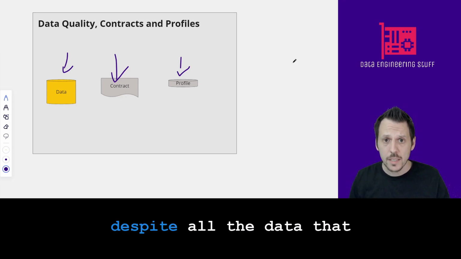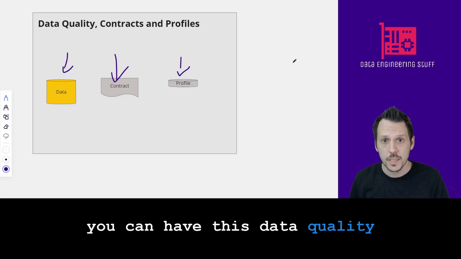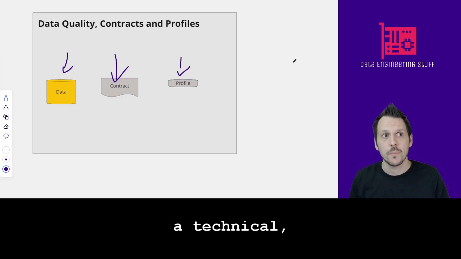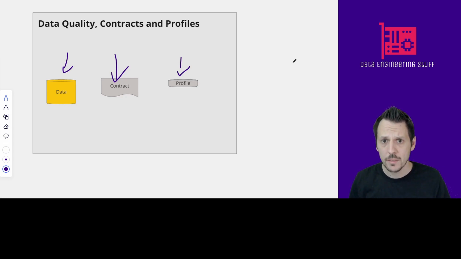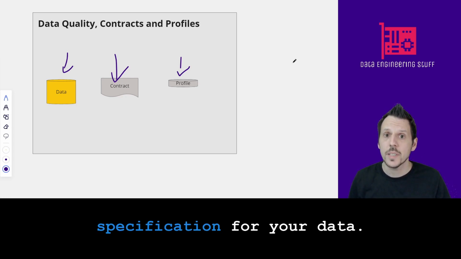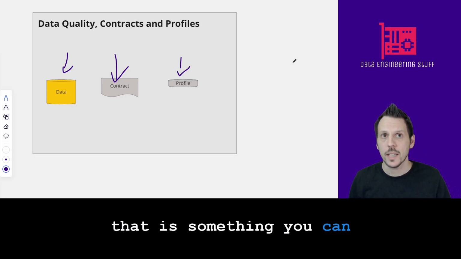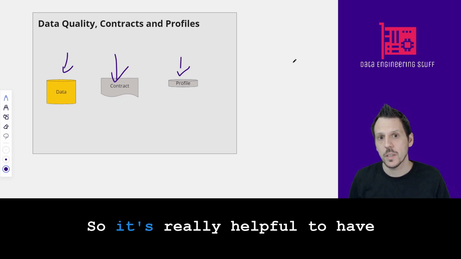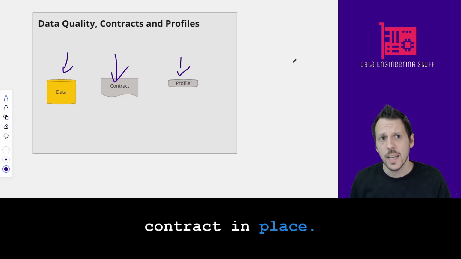So despite all the data that is in a contract, you can have these data quality measurements. And yes, it's really a technical, really detailed specification for your data. And that is something you can automatically use. So it's really helpful to have something like a data contract in place.